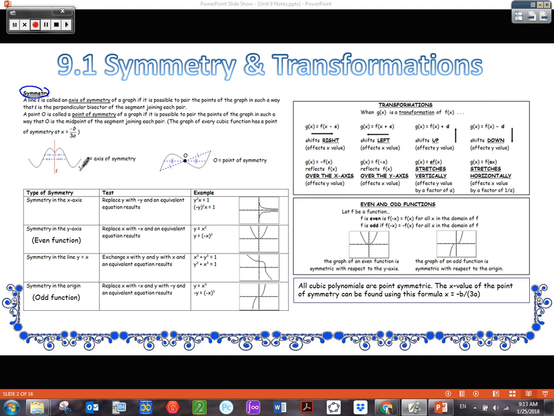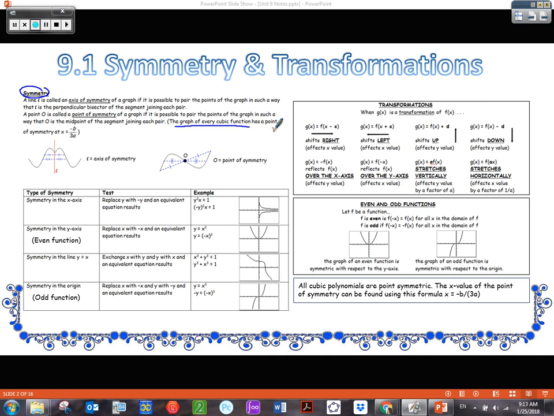A point of symmetry of a graph is possible if it's possible to pair the points in such a way that the point of symmetry is the midpoint of the segment joining each pair. So this is an example where 0 would be the point of symmetry, and we can see these segments that are drawn. This would be the midpoint of the pair of segments. So this is another pretty important thing.